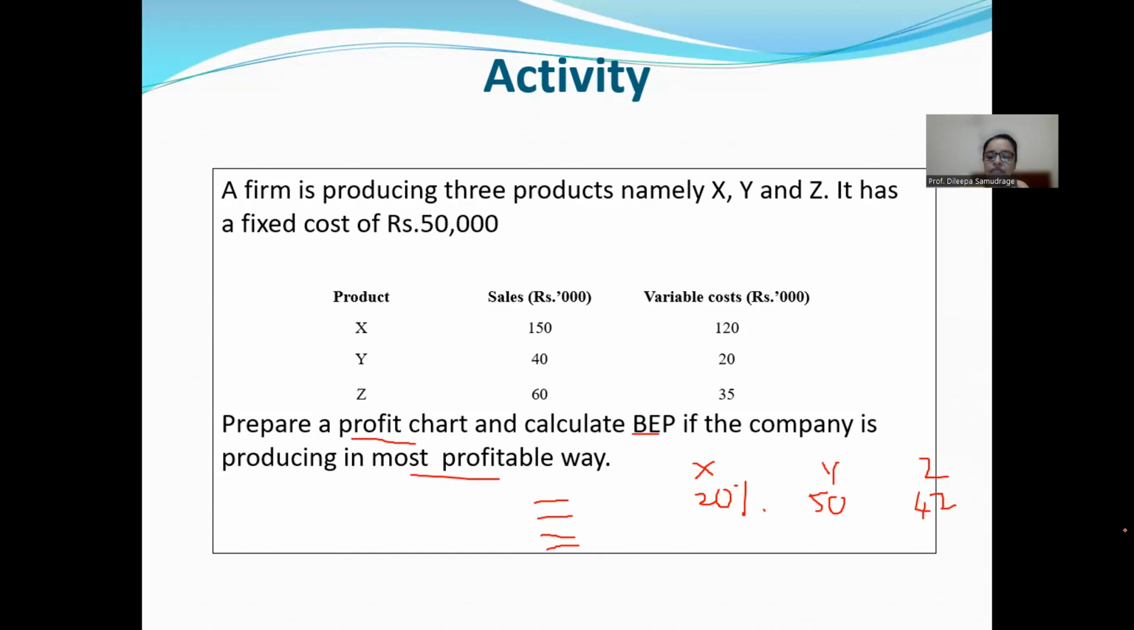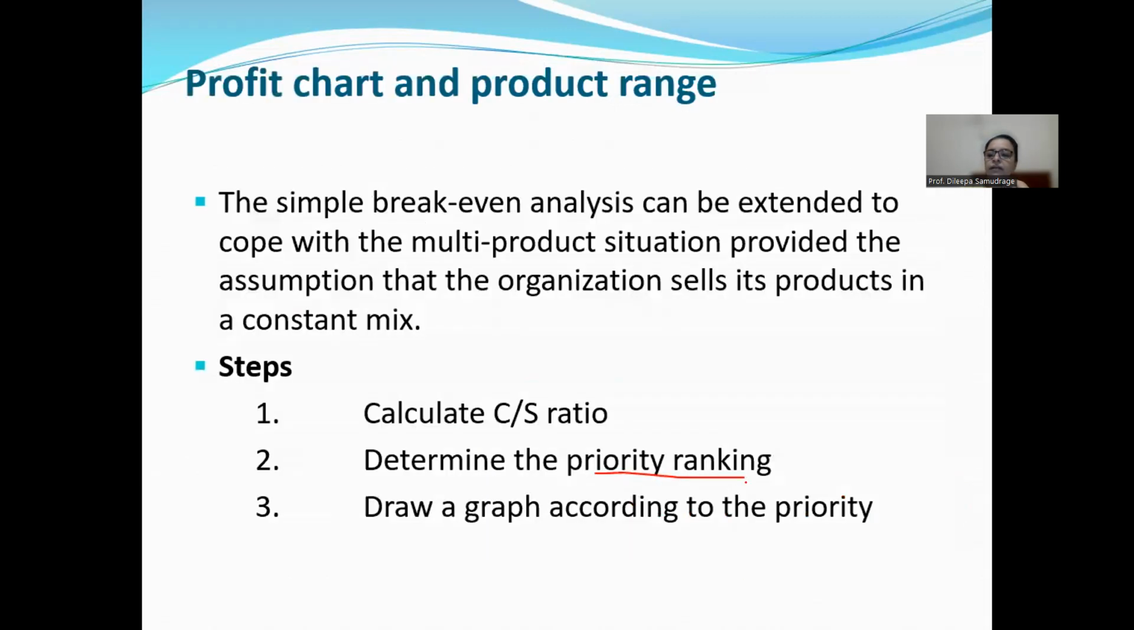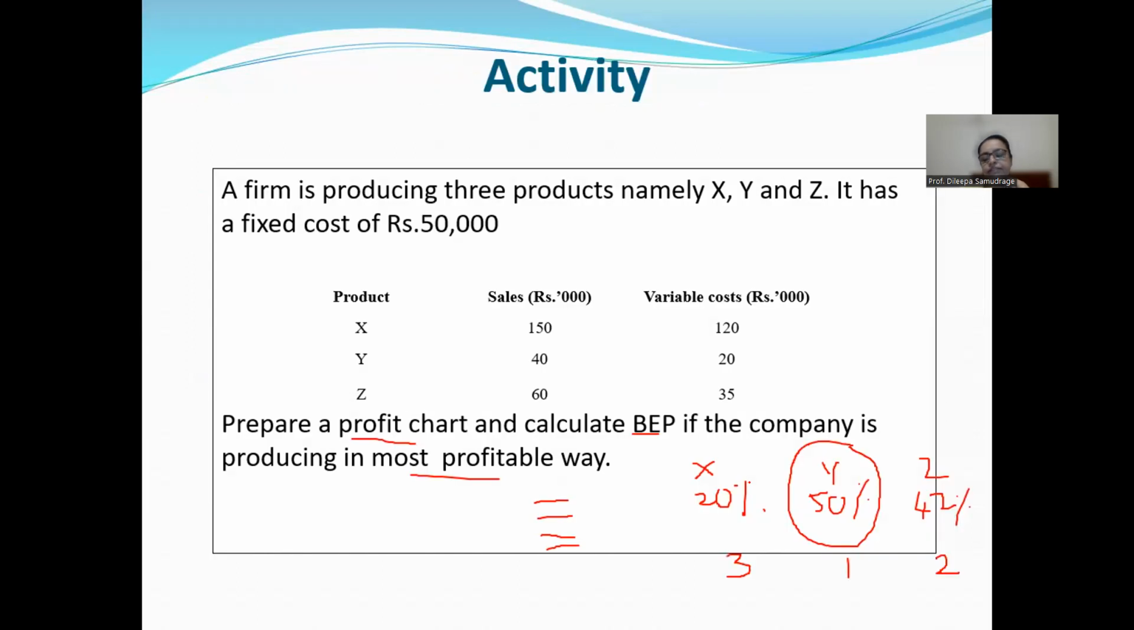So the most profitable way means, so what product, right? The one which gives you the highest CS ratio. So that means, this gives you higher CS ratio, so you produce this one first. Then secondly, this. Thirdly, this. So that is what explained here. Determine the priority rank. Okay. So write down this one: 3, 1, 2. So this is your priority ranking.